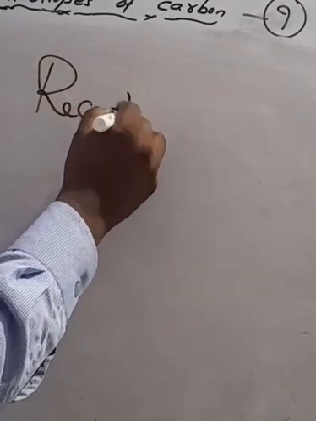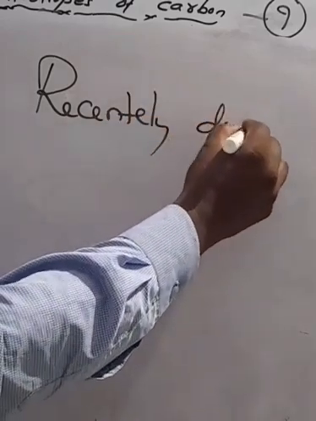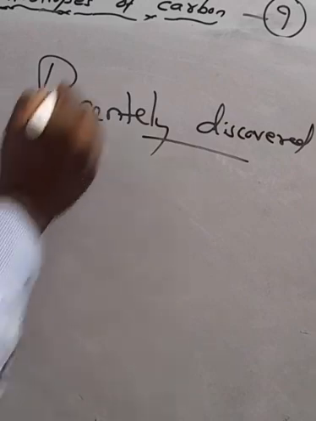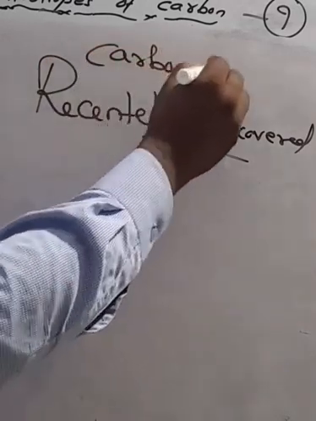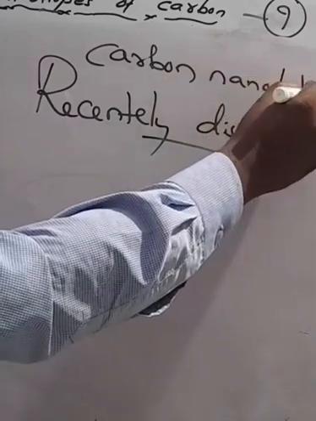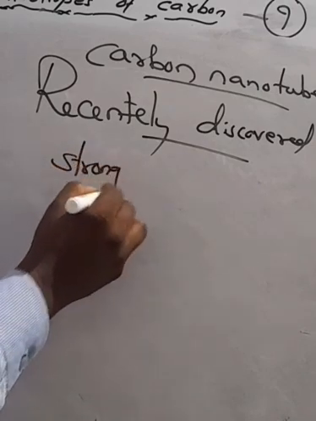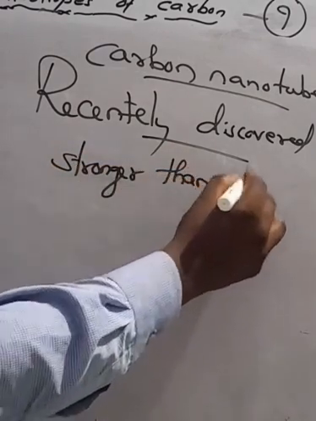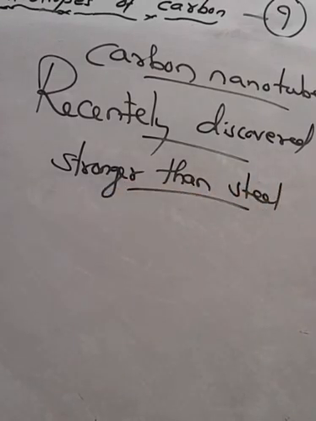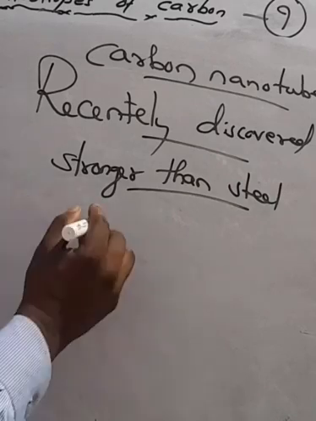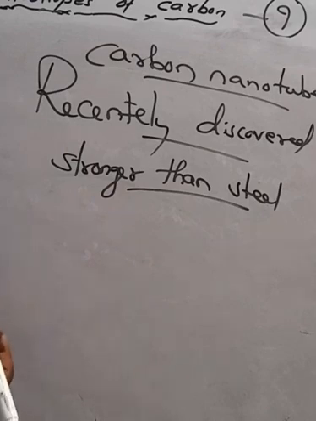Carbon nanotubes are also a recently discovered allotrope. They are graphite-like tubes with fullerene ends. That's an important point. These nanotubes are stronger than steel, very much stronger. As we know about steel, all of you know its strength. They are stronger than steel and easily conduct electricity.